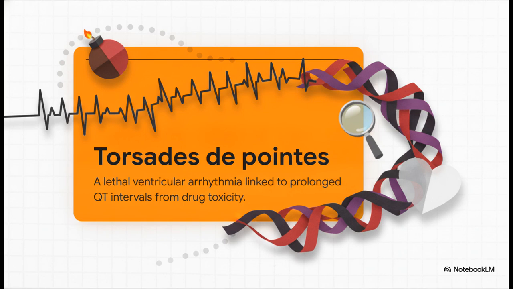We must always be on the lookout for drugs, like the antiarrhythmic amiodarone, that stretch that QT interval. Why? Because it opens the back door for a lethal condition called torsades de pointes. It's an incredibly dangerous, twisting ventricular rhythm that can easily be fatal in minutes.